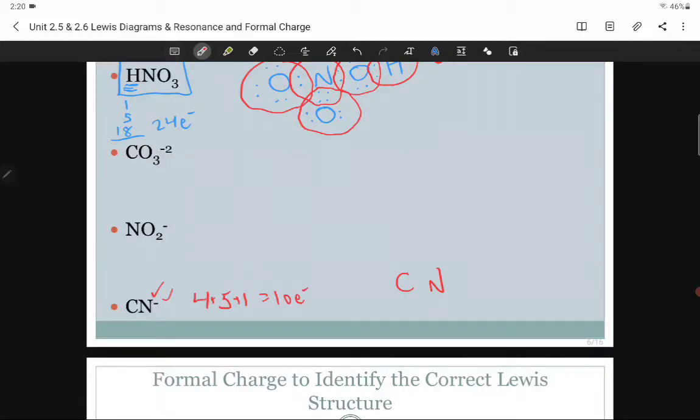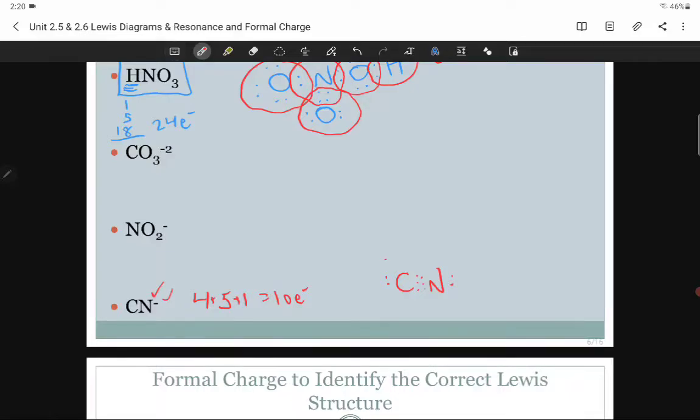So you could try a single bond. That's not going to work for you. You could try a double bond, and that's not going to work for you. I'm going to go straight to a triple bond. And again, you could use the lines. I used the dots here. And I just drew 10 dots. 2, 4, 6, 8, 10. The carbon has 8 around it. The nitrogen has 8 around it.